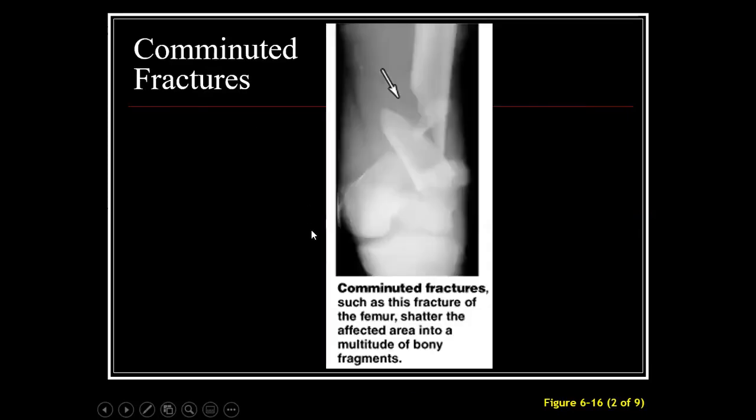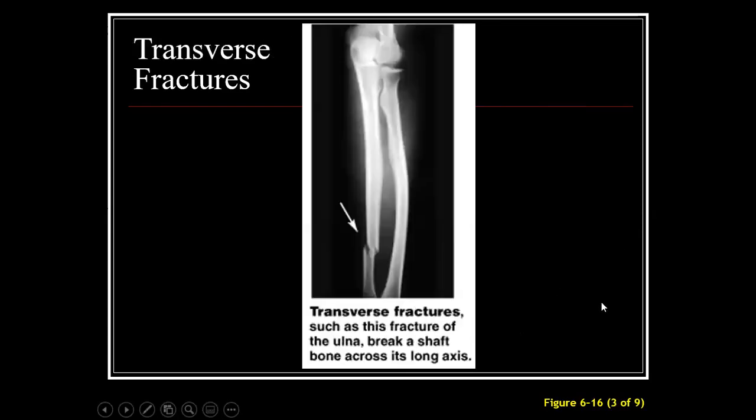You have comminuted fractures where the bone has been jammed into itself and it kind of shatters into shards. This is fracture of the femur. That is difficult to do, by the way. Your femur is the biggest bone in your body. Shatter the affected area into a multitude of bony fragments. That's a bad one. Those are the types of fractures that you don't want. Transverse fractures actually go all the way through and they break the shaft, the diaphysis of a bone.